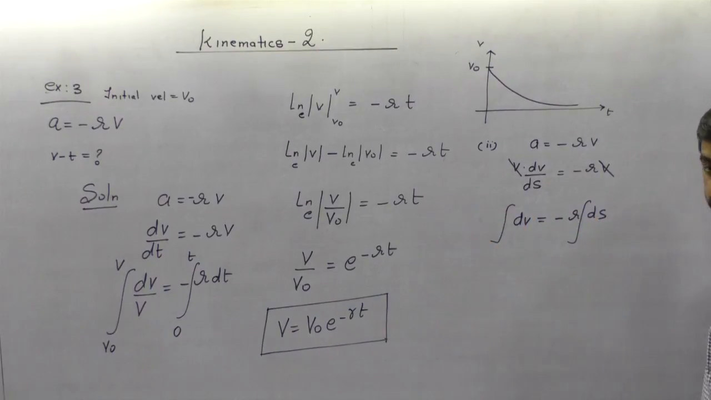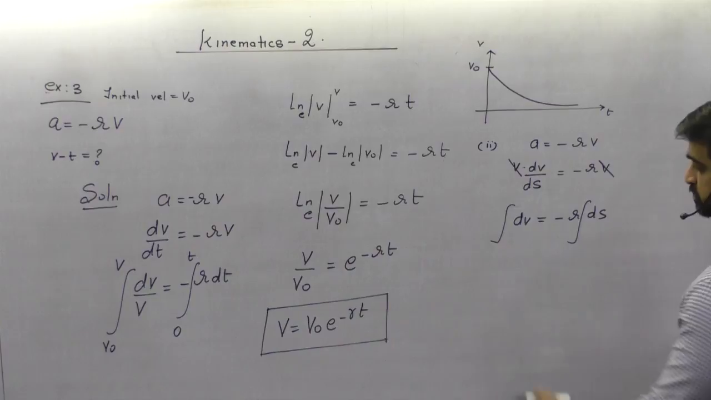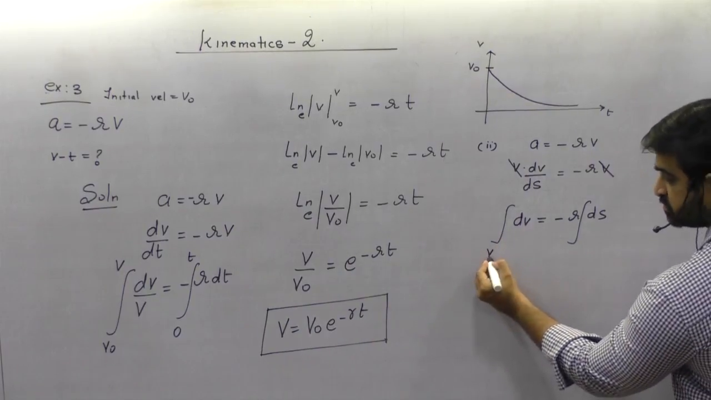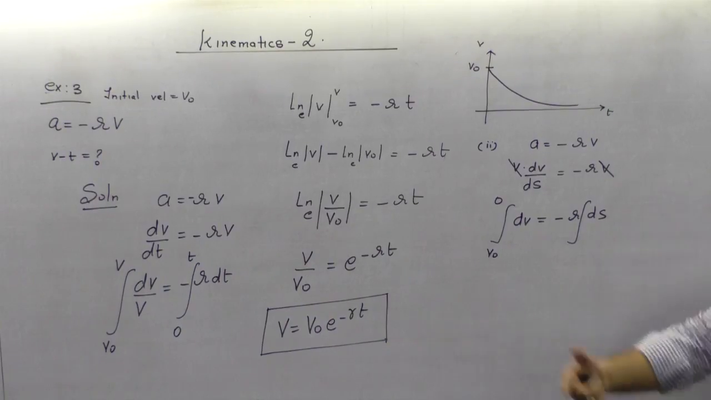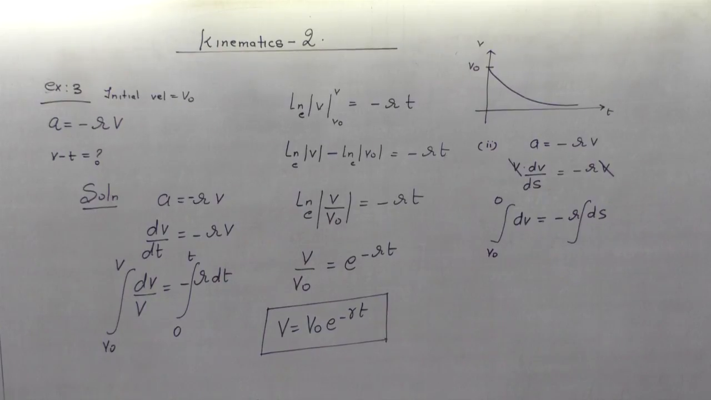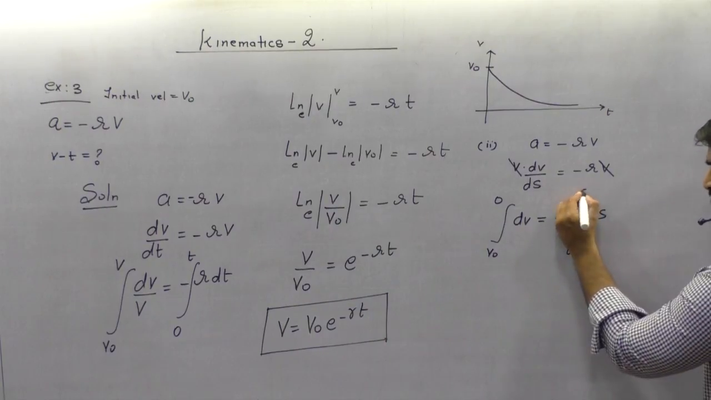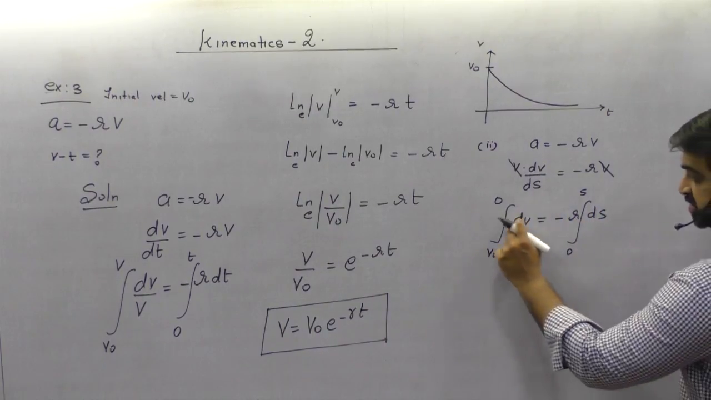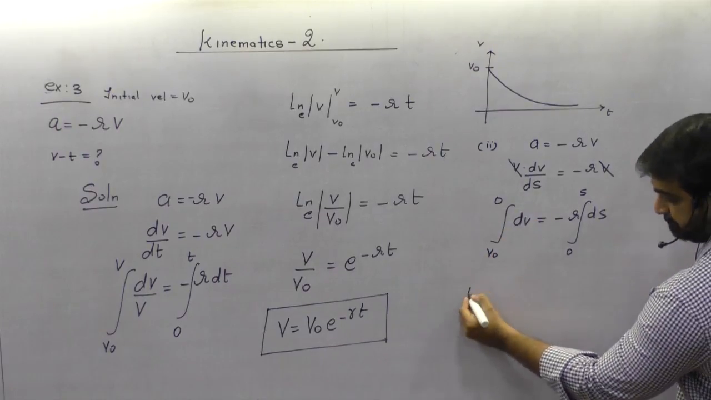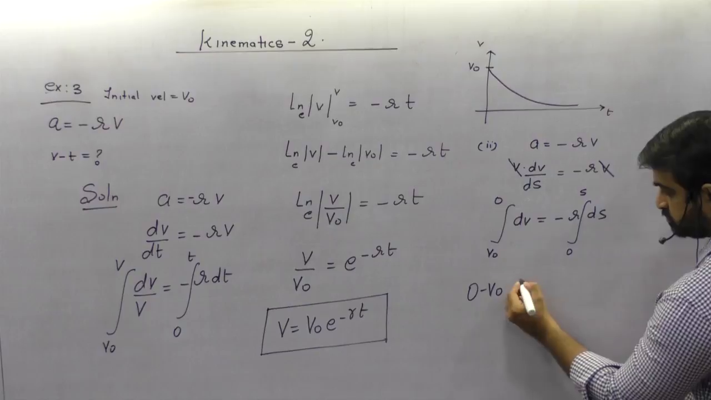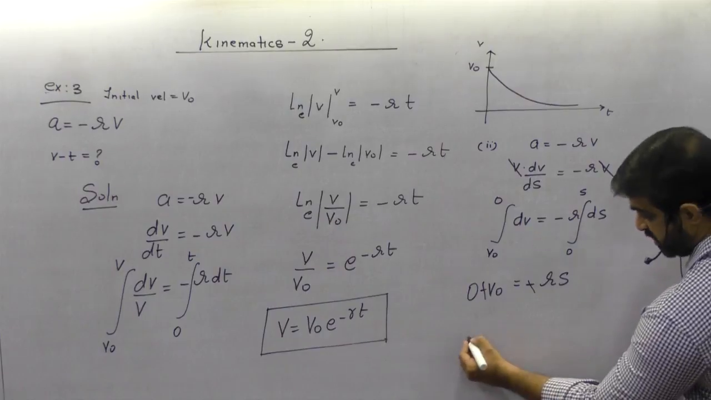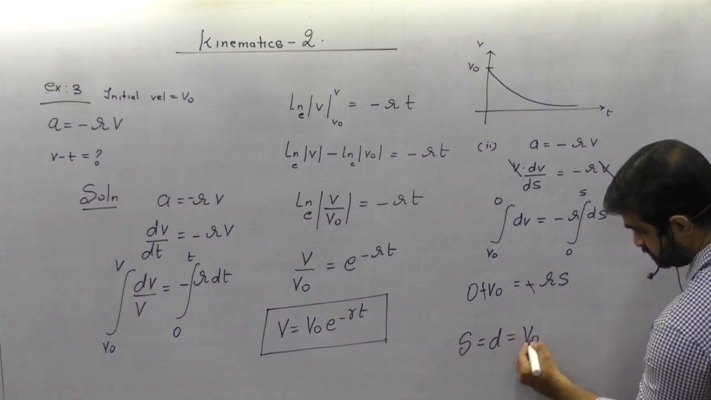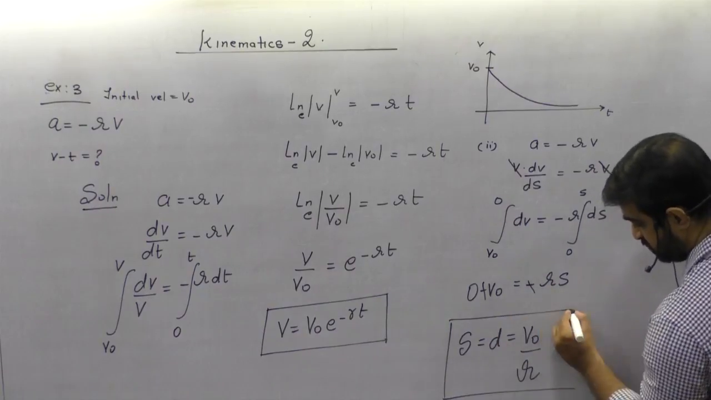Integrate, yes or no? First the velocity is v naught. What should the final velocity be? 0, the final velocity is 0, since the question says it is coming to rest. Initial displacement was 0, final displacement is s. Integration of dv is v, so 0 minus v naught is minus r s. Minus minus cancel, so s, which is the distance covered, will be v naught by r.